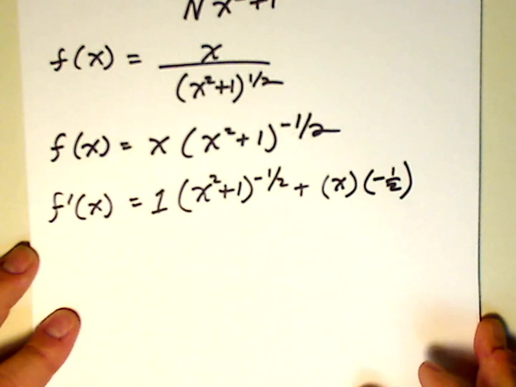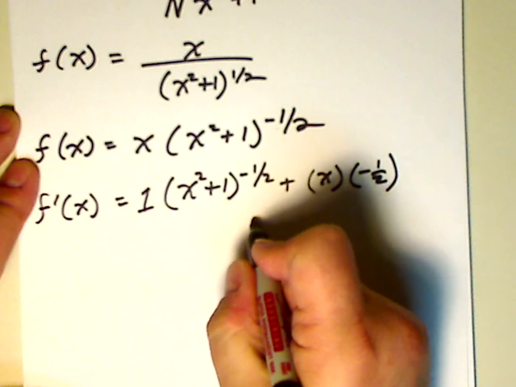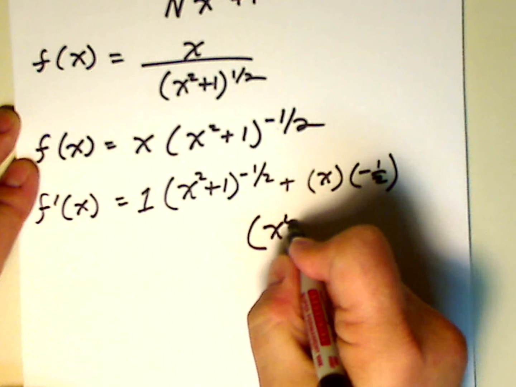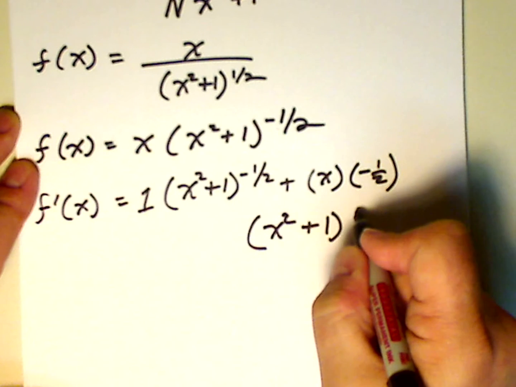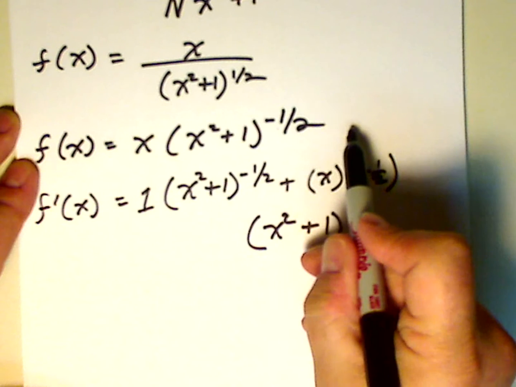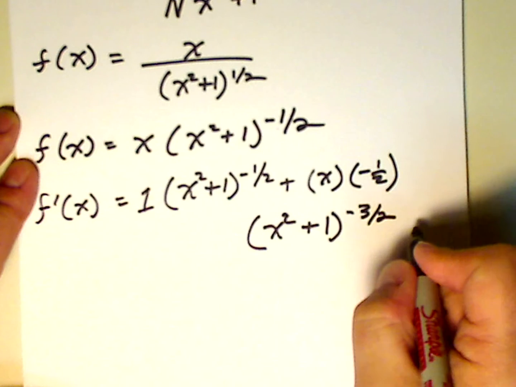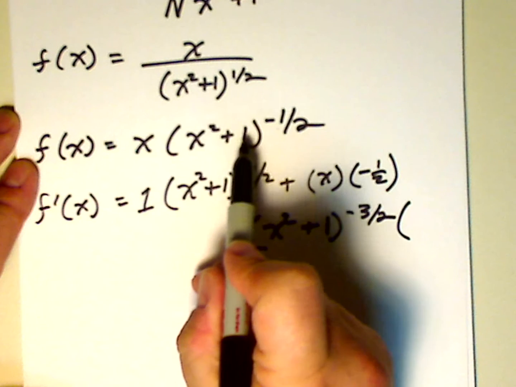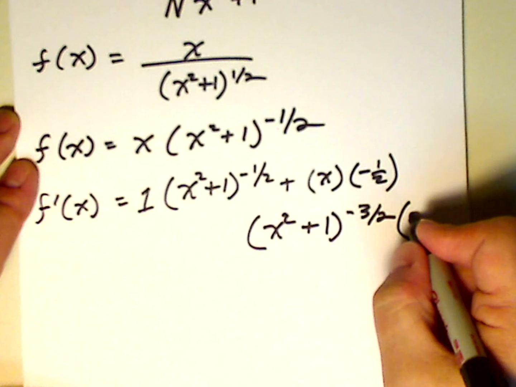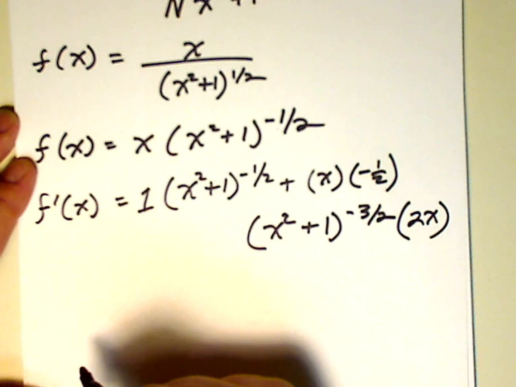I'm running out of page to the right, so let's go down here. Times x squared plus 1. Now, negative 1/2 minus 1 is negative 1/2 minus 2/2, which is minus 3/2. And then we're going to multiply this by the derivative of the inside function here, which is 2x. The derivative of x squared plus 1 is 2x.